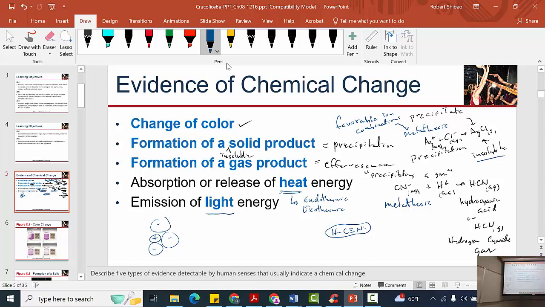Emission of light: if it starts to glow, then we can see that something's happening. Where it says formation of the gas product, what's the word you wrote after? Effervescence. Rather than emitting heat energy, we can emit light energy as well. Heat is associated with vibrations, kinetic energy. So we look for those types of things.